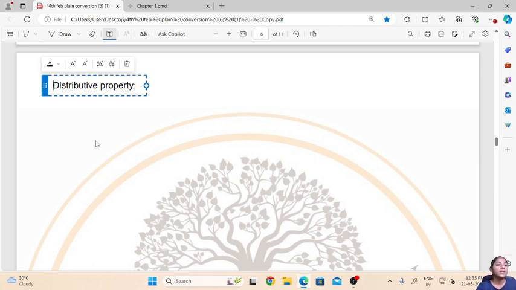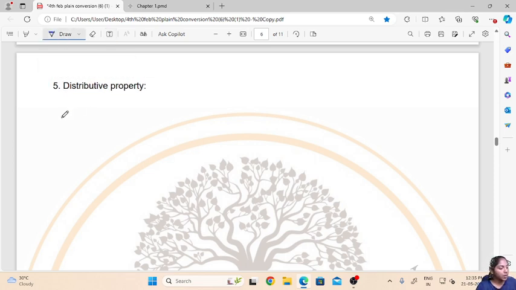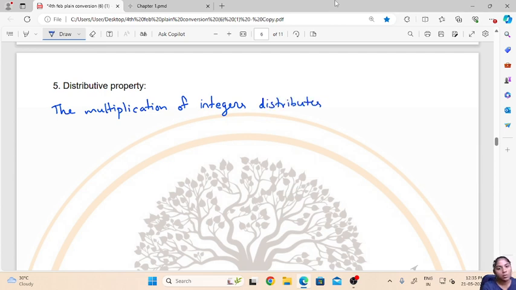So the next property is the distributive property. Now let us see. In this property, the multiplication of integers distributes over their addition. So what this means is the multiplication of integers distributes over their addition.